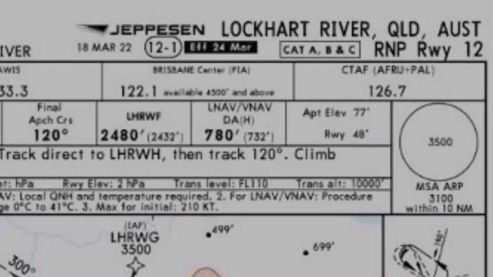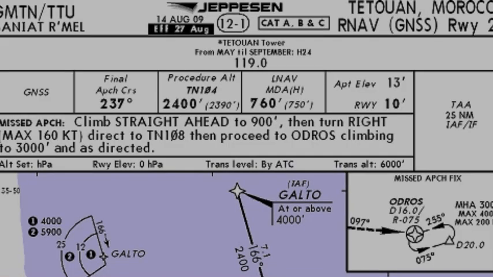Now ICAO is working on criteria to change all these different names into a common name, which is going to be the PBN approach. So later you will see all the approach charts related to area navigation under the title of PBN approach. For example, PBN approach runway 1 right, or PBN approach runway 34 center. They eliminate the need for having different names, because that's a little bit confusing for the flight crew as well.